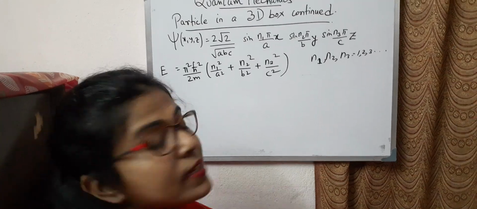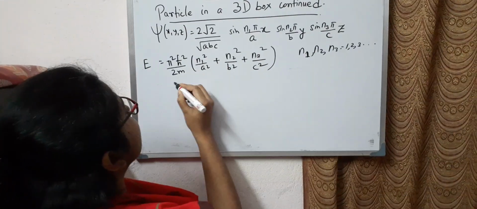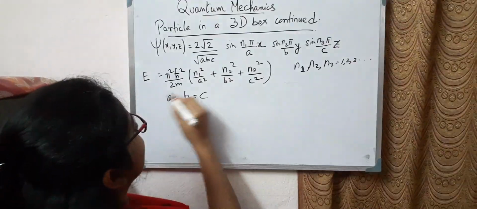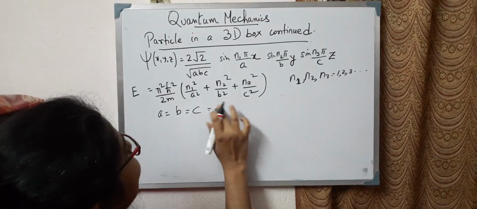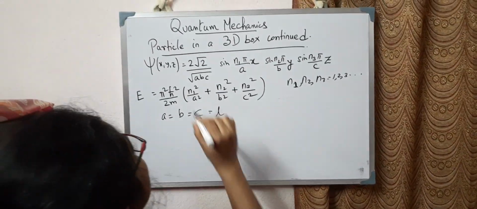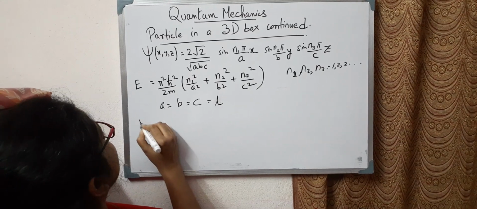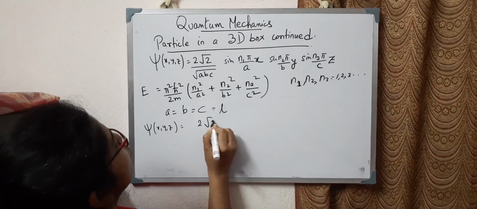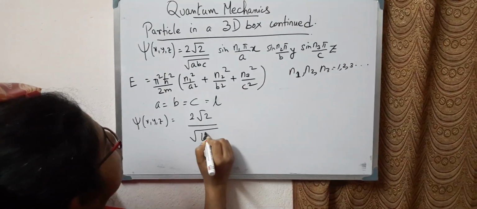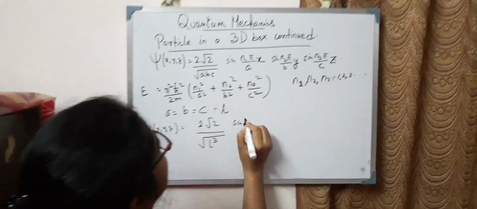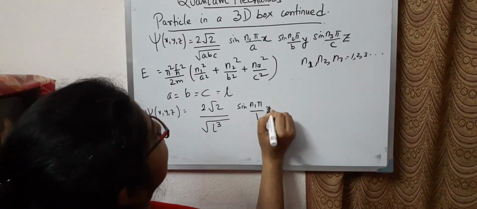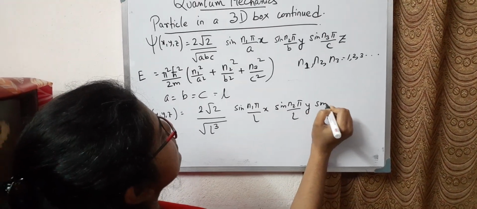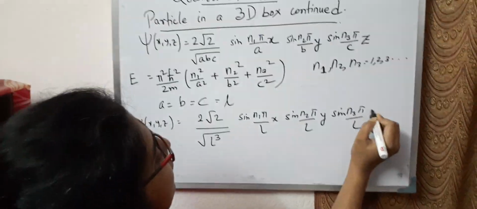Now if the box is a cube, then of course all the three sides A, B and C will be equal, and I write it equal to L. So then the wave function for a particle confined inside a cube will be 2 root 2 divided by root over of L cube, and it will be sine n1 pi by L x, sine n2 pi by L y and sine n3 pi by L z.